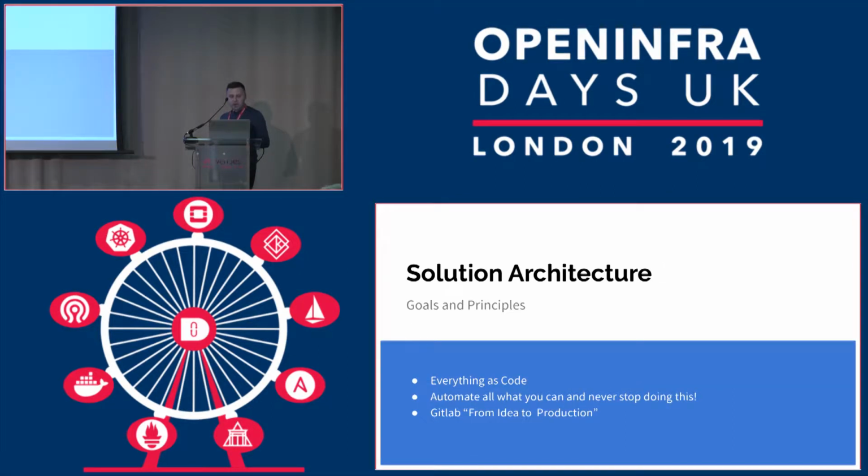So the main goals and principle for what I'm trying to show you here today is to have everything as code and automate all that you can, and you should never stop doing this. And we really like GitLab because it's a complete solution for the entire software lifecycle. So yeah, they allow you to go from idea to production.